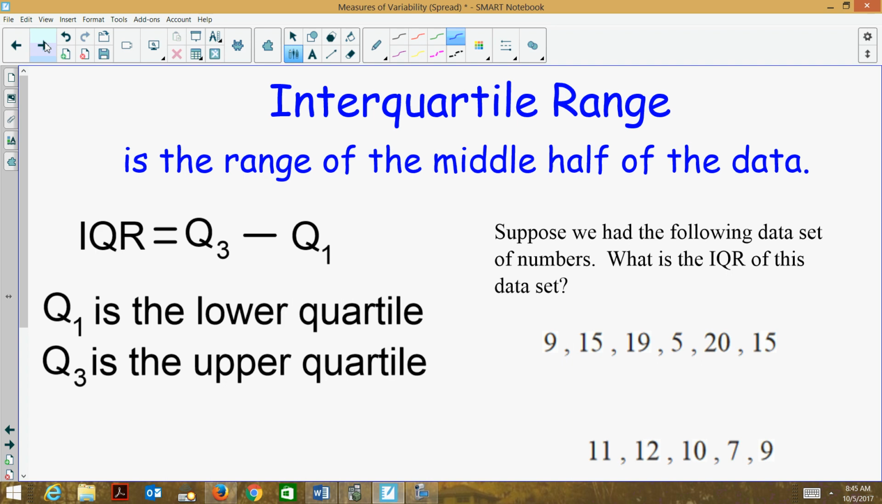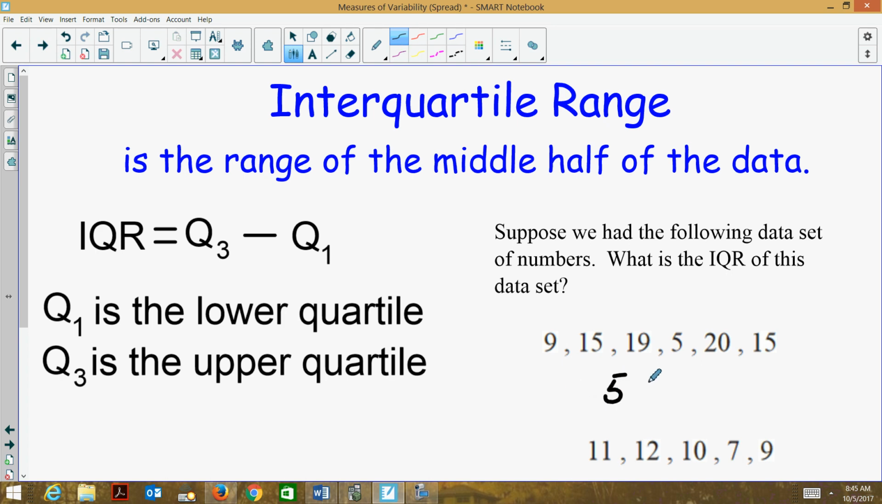The interquartile range is the range of the middle half of the data. Sometimes it is more valuable than the range. And here's how it works. So we need to find what is called the lower quartile and the upper quartile. Essentially, we are looking for the numbers that would make up the 25th percentile of the distribution and the 75th percentile. So here's how we find it.